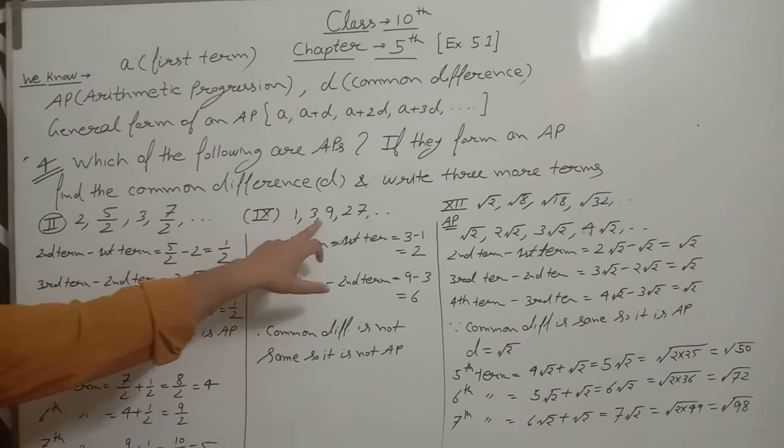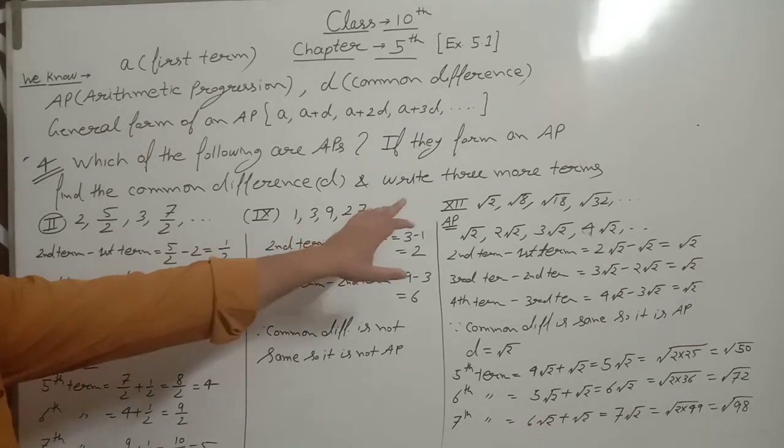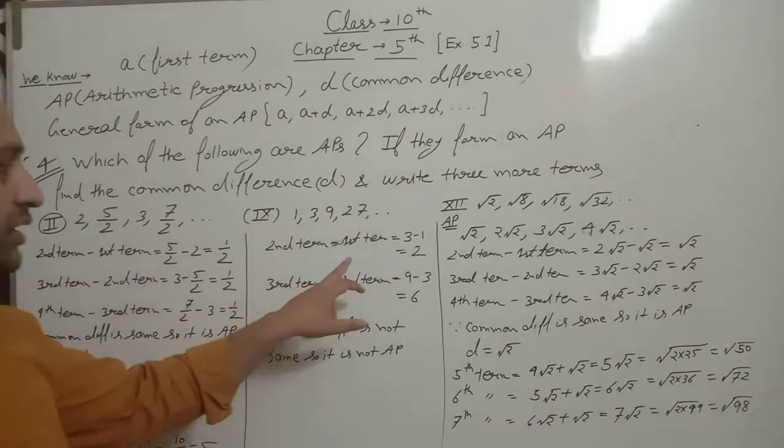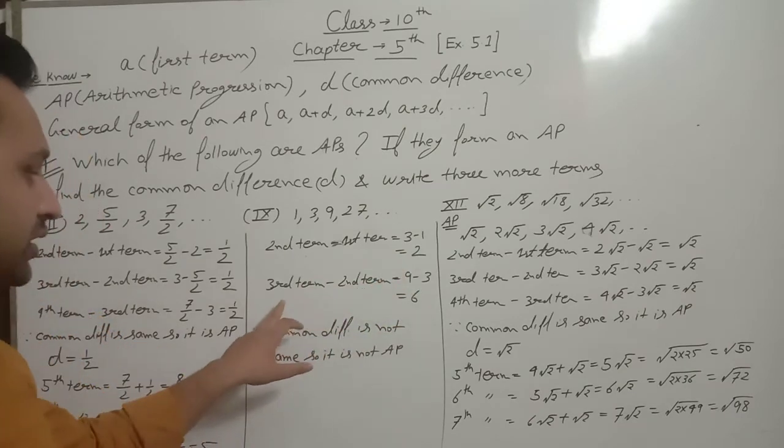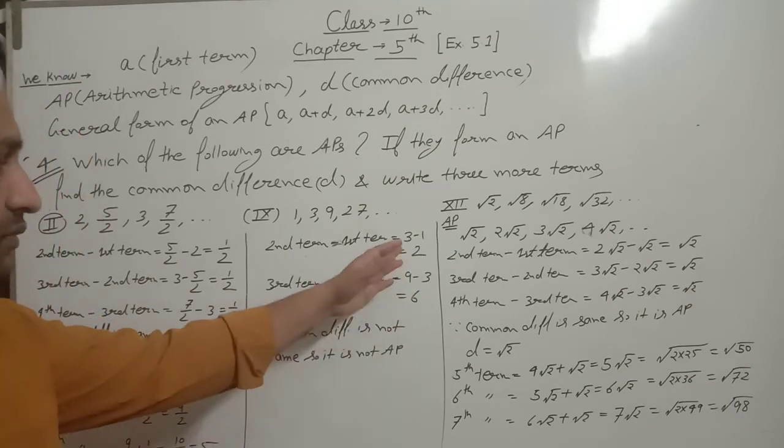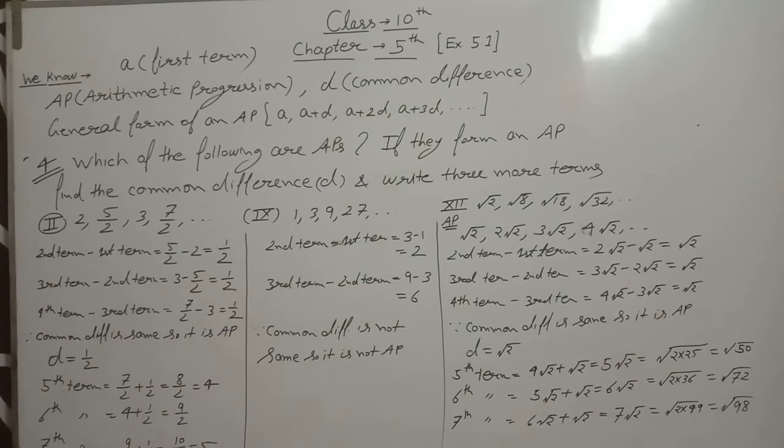9th part, the list of numbers 1, 3, 9, 27 and so on. Second term minus first term, the value is 2. Third term minus second term, the value is 6. Because the common difference is not the same, it is not an AP.